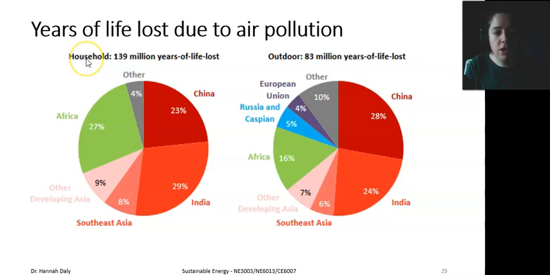If we look at the years of life lost due to air pollution, at the household level, about 139 million years of life lost. Outdoor, around 83 million years of life lost. So even though they have roughly equal total premature deaths, I suppose household air pollution affects younger people more, so there's more years of life lost. Again, developing countries in Asia have a big mortality. Africa, very big there from household lack of clean cooking access. And outdoor air pollution affects more countries. So about 4% of those come from the EU, and 10% from other developing countries and North America.